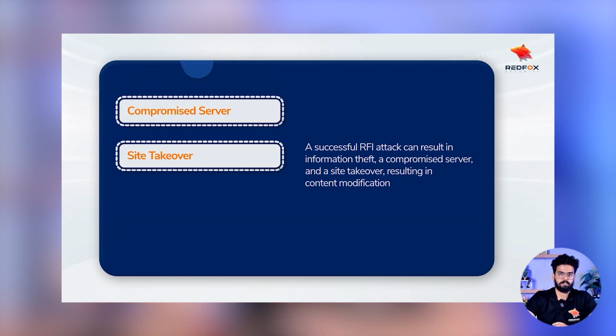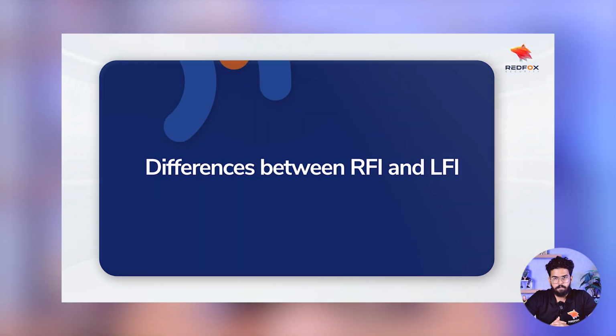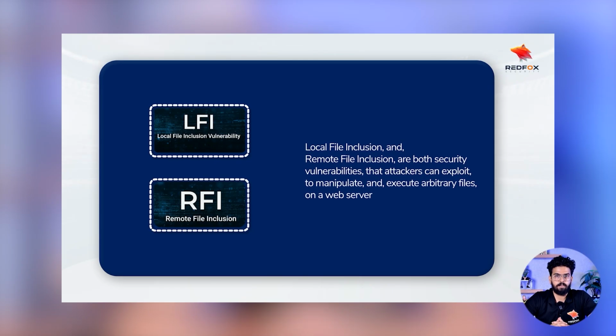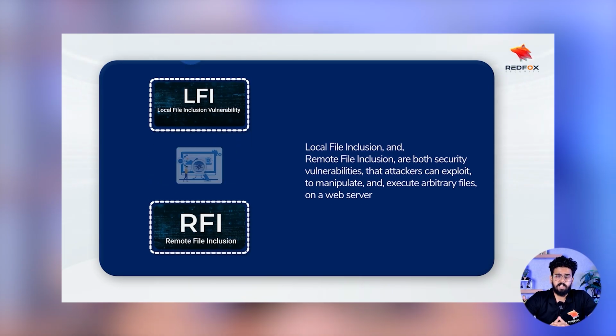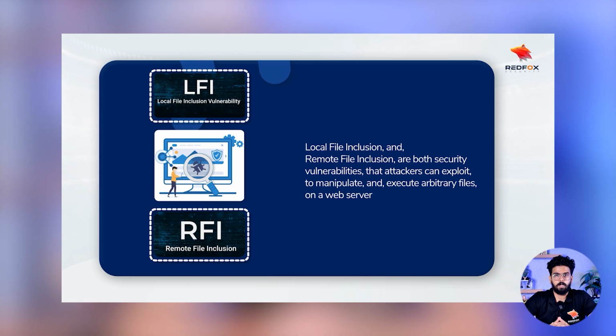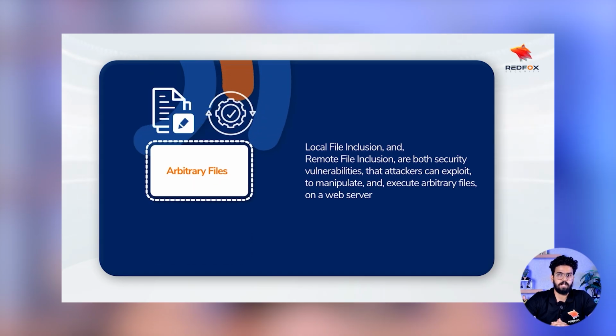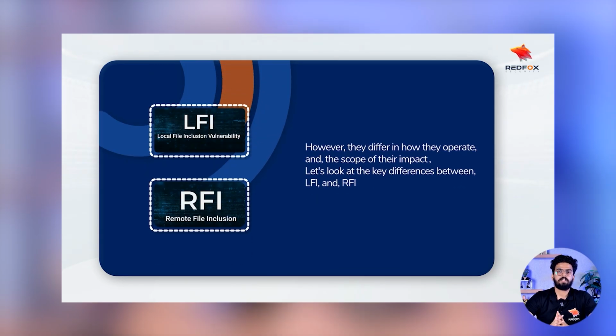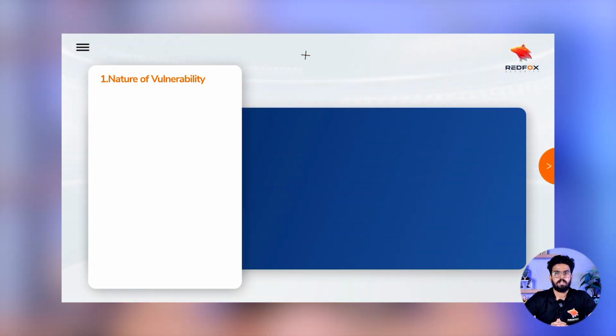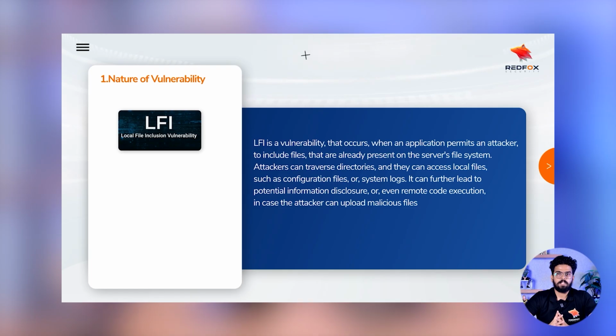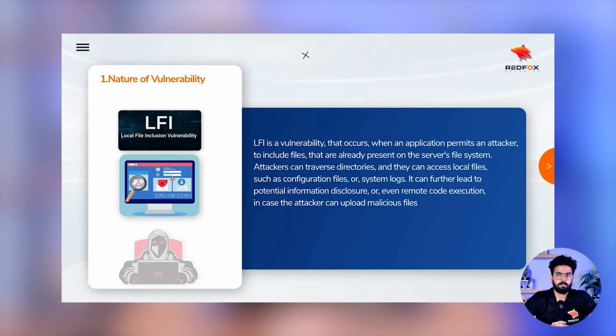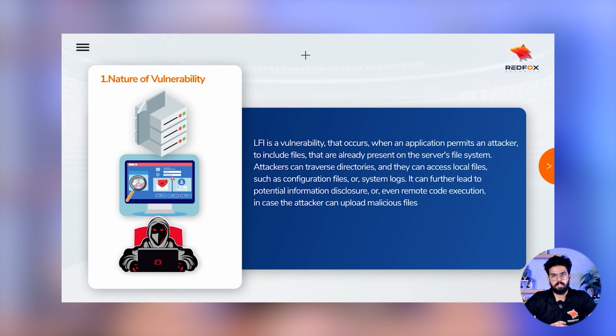Moving on to the difference between LFI and RFI. Local file inclusion and remote file inclusion are both security vulnerabilities that attackers can exploit to manipulate and execute arbitrary files on a web server. However, they differ in how they operate and the scope of the impact. Let's look at the key differences between LFI and RFI. Nature of vulnerability. LFI is a vulnerability that occurs when an application permits an attacker to include files that are already present on the server's file system.